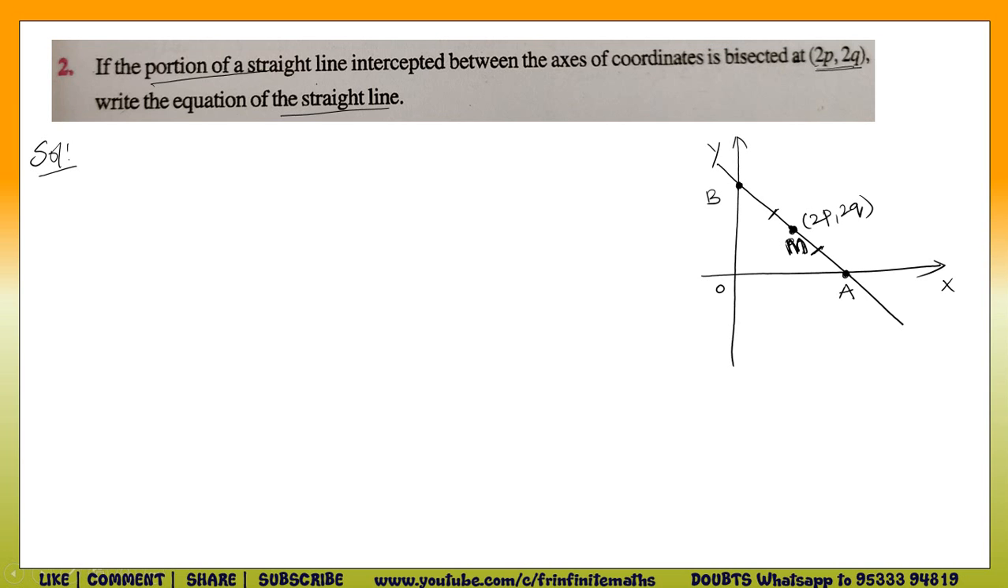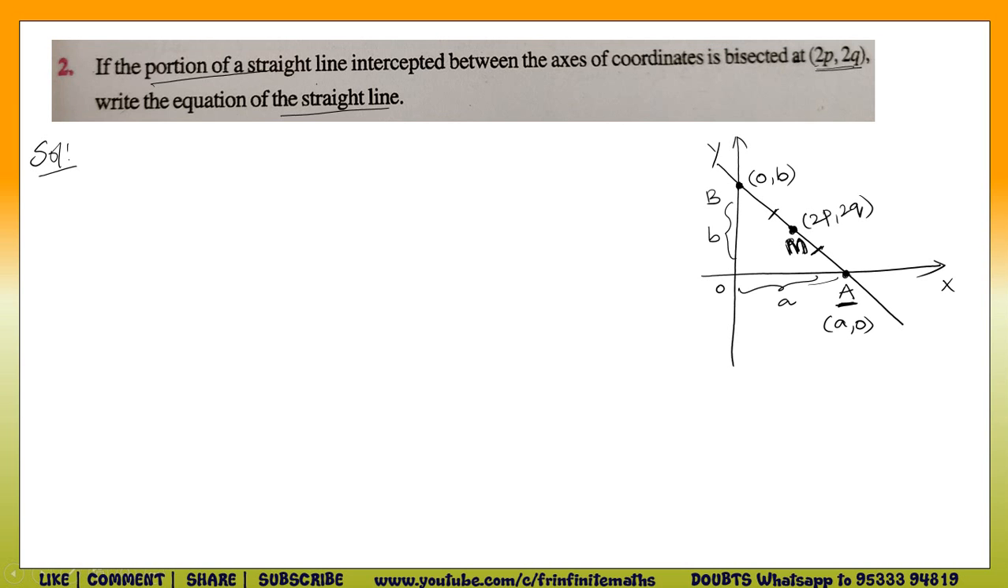Since point A is lying on the x-axis, I am treating this point as A comma 0, and this point B is on the y-axis, so I am treating it as 0 comma B. So I am considering this x-intercept length as A and this y-intercept as B. Based on that we are going to write this down.